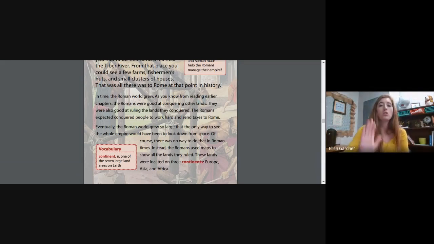Eventually, the Roman world grew so large that the only way to see the entire empire would have been to look down from space. Of course, there was no way to do that in Roman times. Instead, the Romans used maps to show all the lands they ruled. These lands were located on 3 continents: Europe, Asia, and Africa. So the Roman Empire started in the country of Italy, which is in Europe, but they have the northern part of Africa that they started conquering and parts of Asia as well.